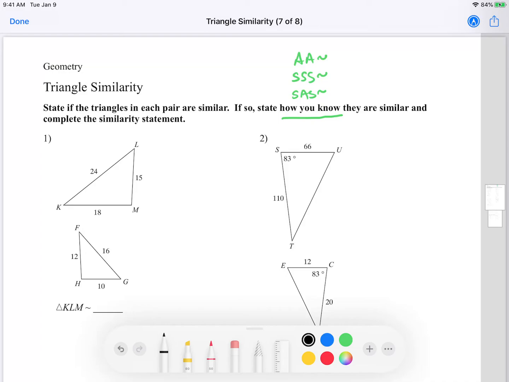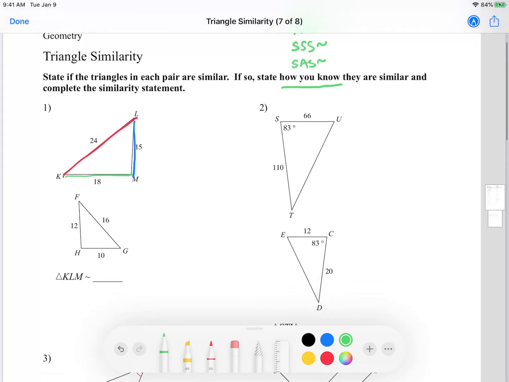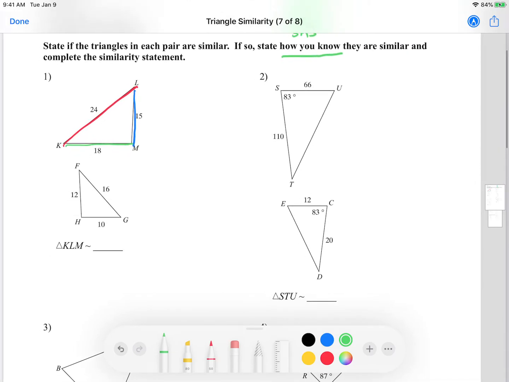Okay, but here I'm gonna offer a different perspective. So we're looking at triangle KLM. Again I'm gonna use 3 different colors here: red, blue, and green. What I'm going to do is try a bunch of different things here and see, okay, are these two triangles similar? If I'm looking at this triangle, the red is obviously my biggest side, correct? Which is my biggest side in this second triangle? 16. So those two would have to correspond, okay?